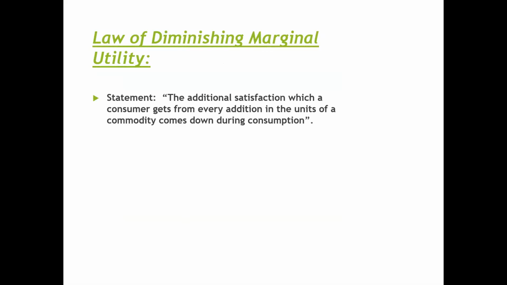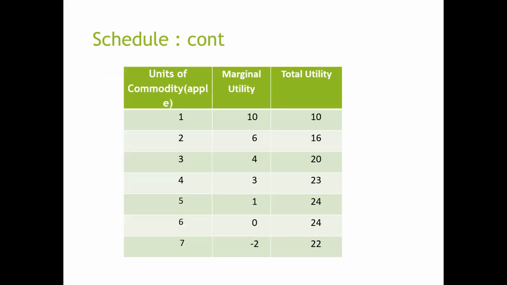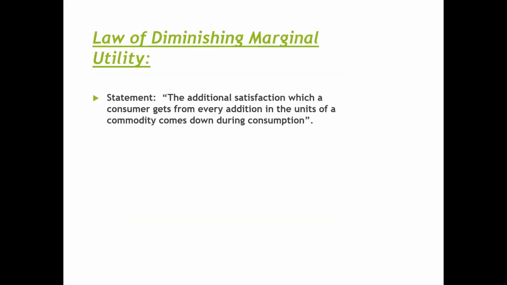It's the same that we have seen in the table, in the schedule. What was that? The additional satisfaction which a consumer gets. Relate, remember that graph and schedule. With every addition in the unit of a commodity, it comes down during consumption. See? It comes down during consumption, 10, 6, 4, 3, 1. So that is nothing but the law of diminishing marginal utility.